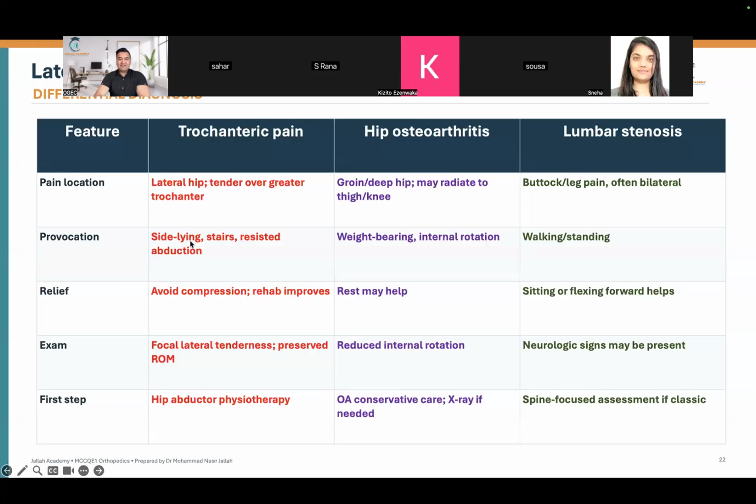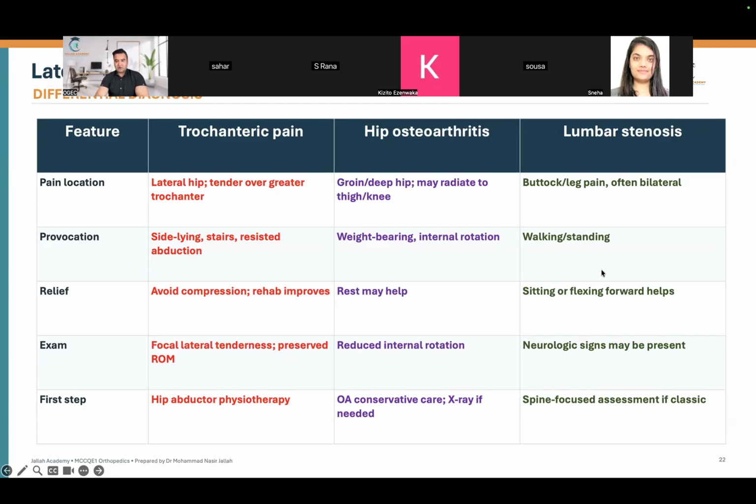Provocation: side lying, stairs, resisted abduction. Abduction this way. And hip arthritis: weight bearing and internal rotation. Internal rotation. For lumbar stenosis, walking and standing are the provocation factors. Relief: avoid compression, rehab improves. For hip arthritis, rest may help. For stenosis, sitting or flexing forward helps.